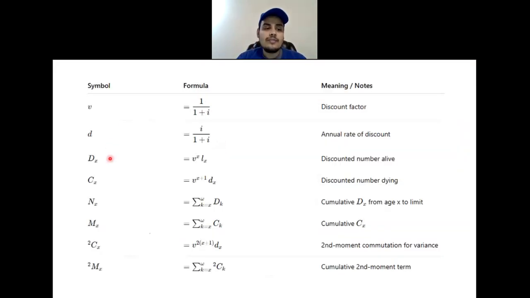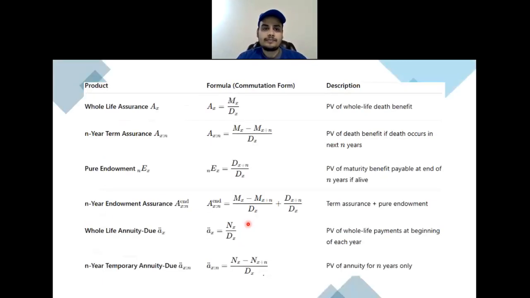So we have used the commutation functions Dx, Cx, Nx, Mx, and utilize these functions to calculate the assurance and annuity factors, because the whole life assurance, term assurance, pure endowment, endowment assurance, whole life annuity due, and temporary annuity due, all these assurance and annuity functions are required for the calculation of the premium as well as the policy reserve. So we have strictly calculated these in the R programming language utilizing formulas based on the commutation functions.